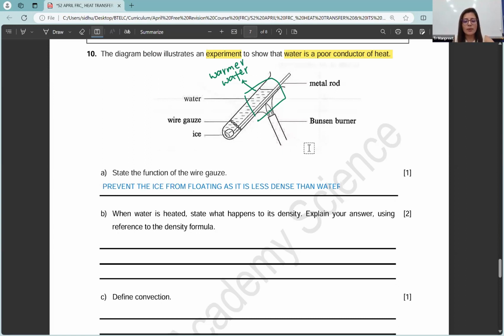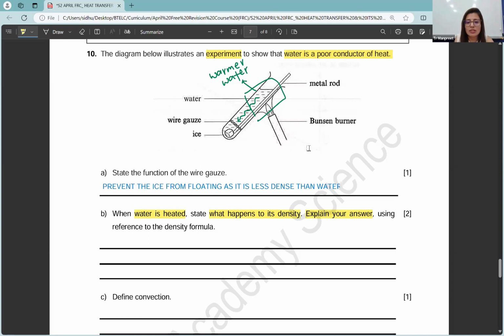So what is actually going to happen is, over time, we want to see whether heat will be able to be transferred to the bottom. Whether water is able to transfer heat to the bottom and see whether the ice actually melts. We'll analyze it in a bit. So water is heated. What happens to the density? Explain your answer. We want to know what happens to the density, and then they say explain your answer. So state what happens and then explain.